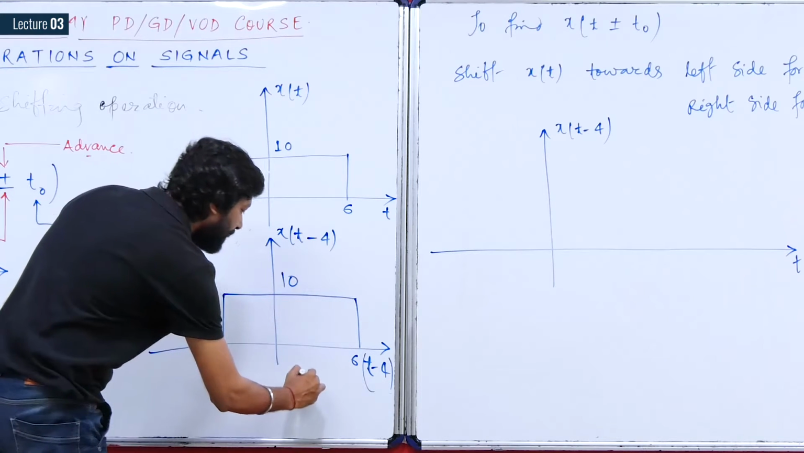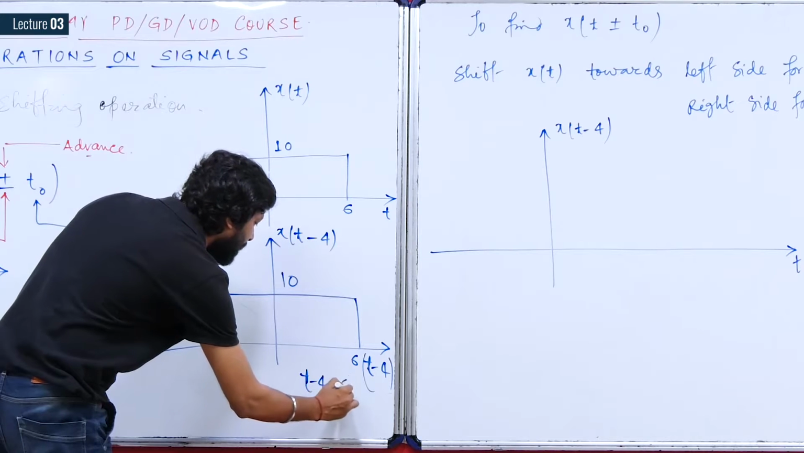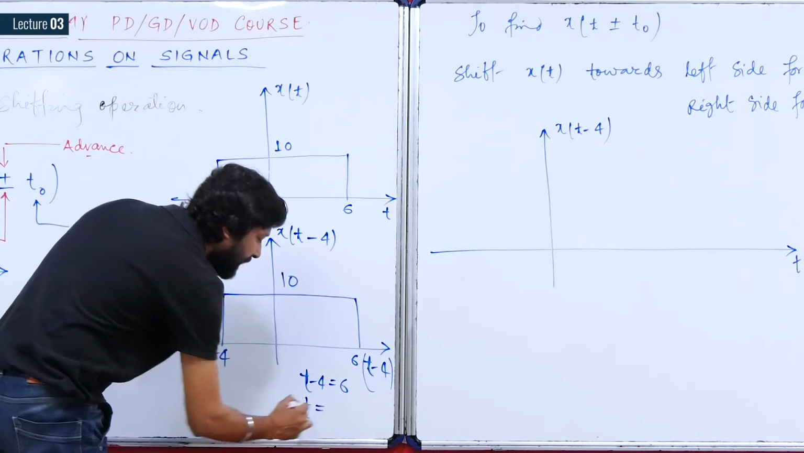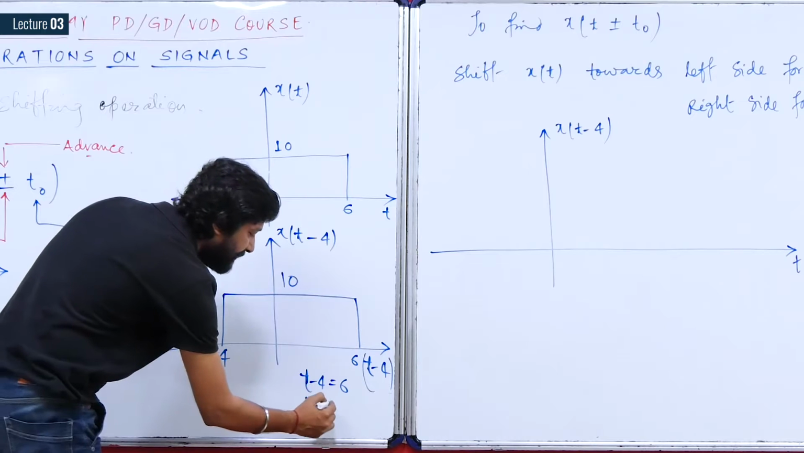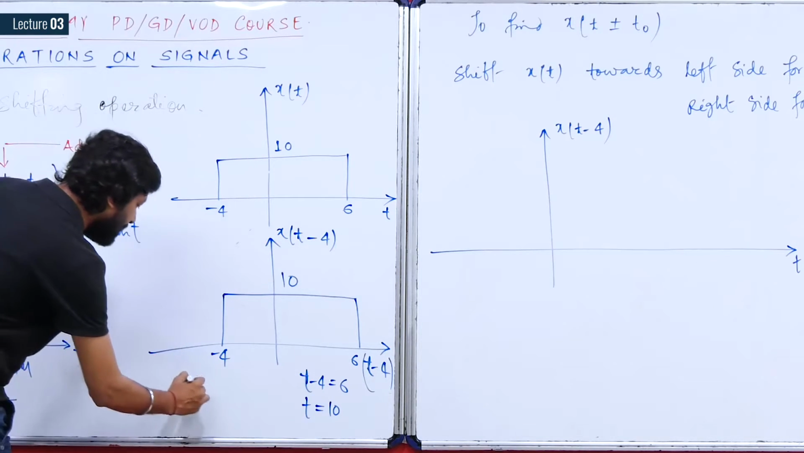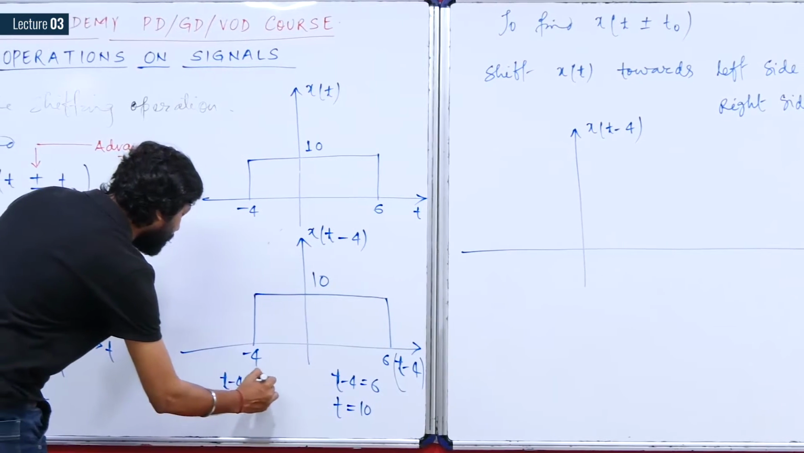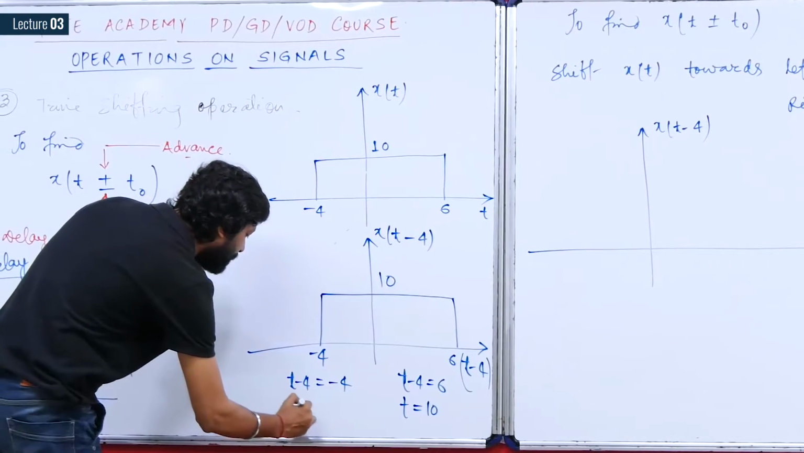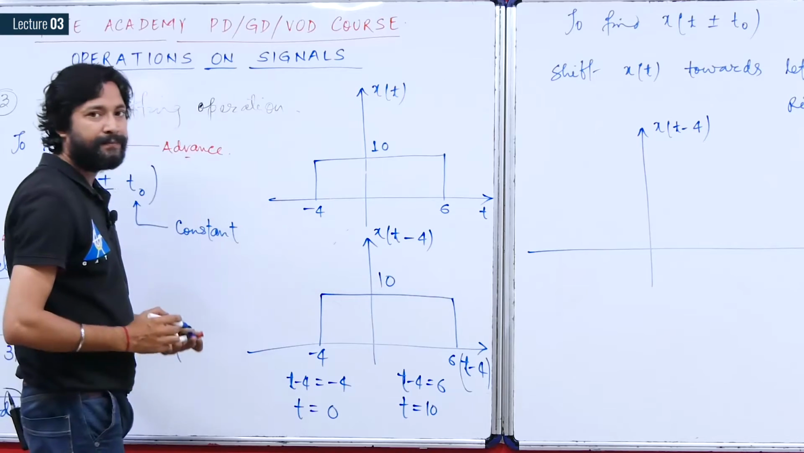So if t minus 4 is equal to 6, then what will be the value of t? That is, minus 4 will go to this side and get added, therefore t will be 10. And if t minus 4 is equal to minus 4, then what will be the value of t? That is equal to minus 4 plus 4, that is 0.